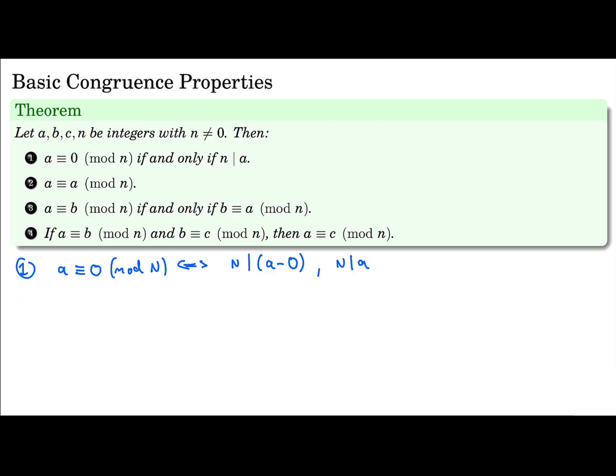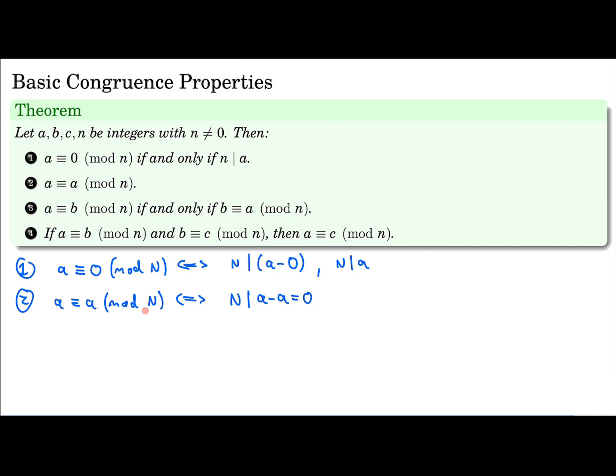The second property, A is congruent to A mod n, so this will always be true. Now why? So again, what does A congruent to A mod n mean? This just means that n divides A minus A, but A minus A is 0, and of course every number divides 0, so it's always going to be the case that A is congruent to A mod n.